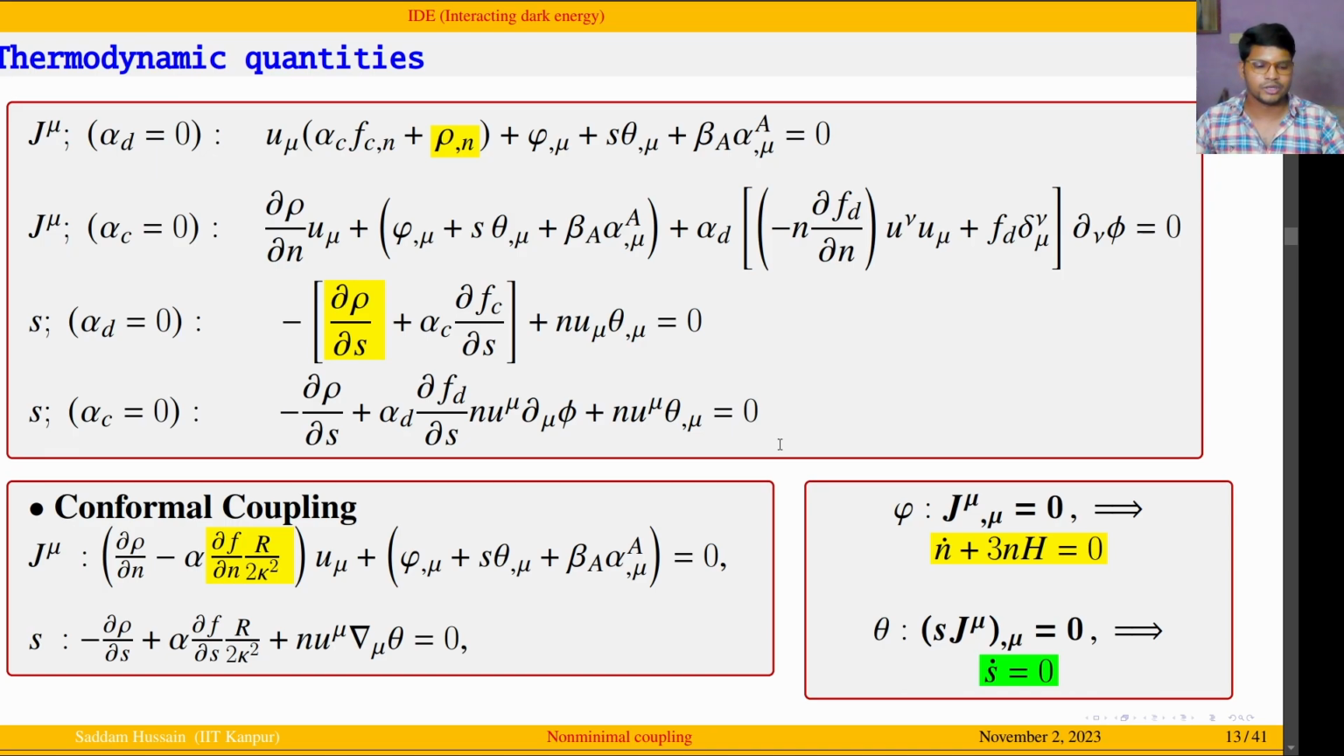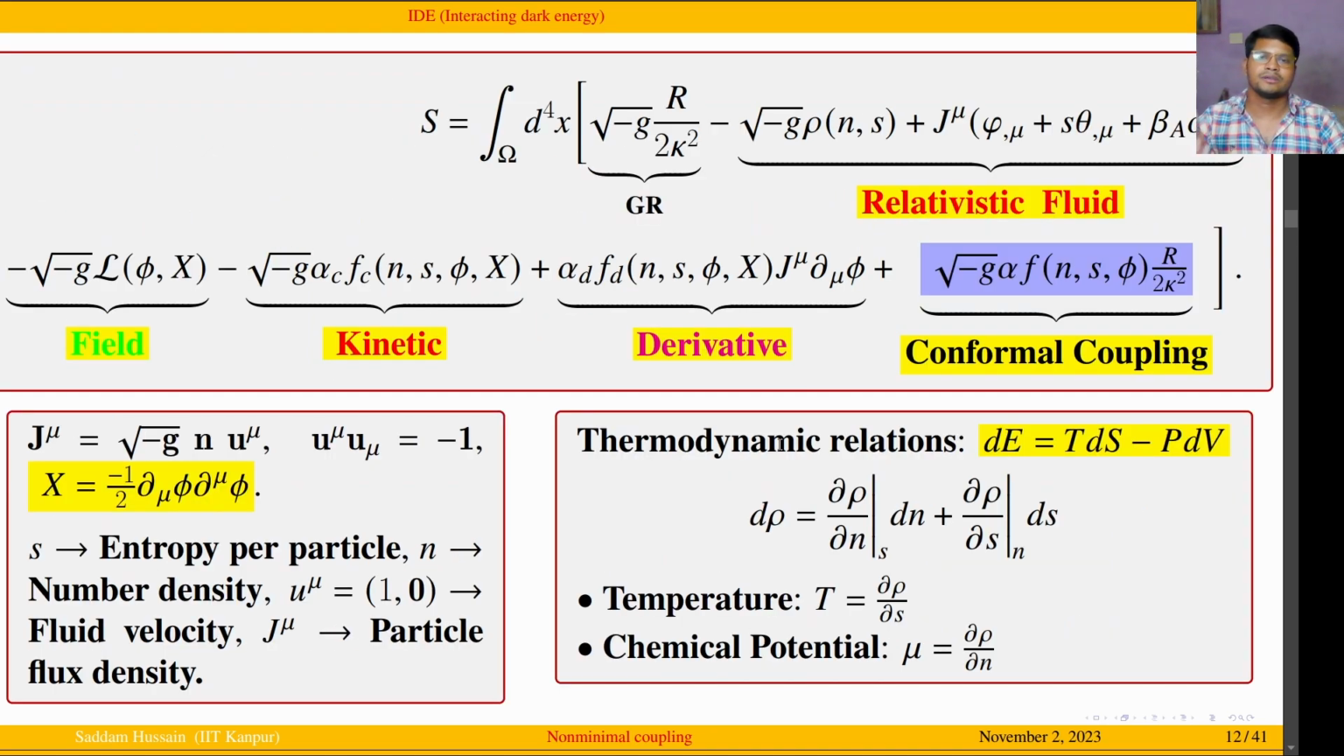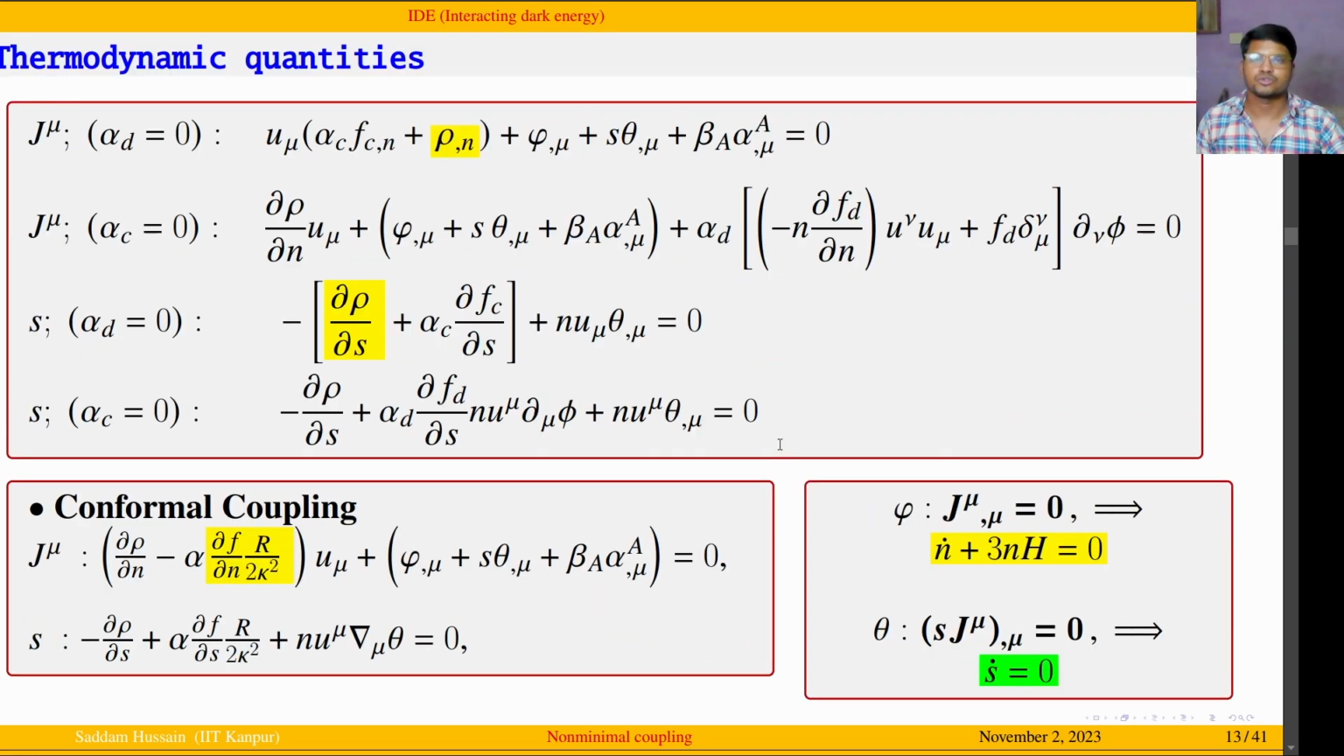So the thing is, I want to clarify that when we are analyzing the interaction, we are going to take one interaction at a time. For example, we are talking about kinetic, therefore all the other interactions are absent. Similarly for the other ones and so on. So alpha d equal to 0 says that we are only working with the kinetic interaction, and the rest of the two interactions are 0.